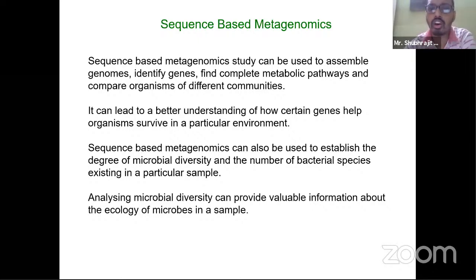Sequence-based metagenomics also can be used to establish the degree of microbial diversity and the number of bacterial species in a particular sample. Analyzing microbial diversity can provide valuable information about the ecology. As I have told you, whatever smallest proportion a bacterium might have in a community, it might be doing a very important job in that environment. So removing that particular strain or microbe from that region might be detrimental to its ecology. If we want to study the ecology of microbes, it is important to study it as an entire community.